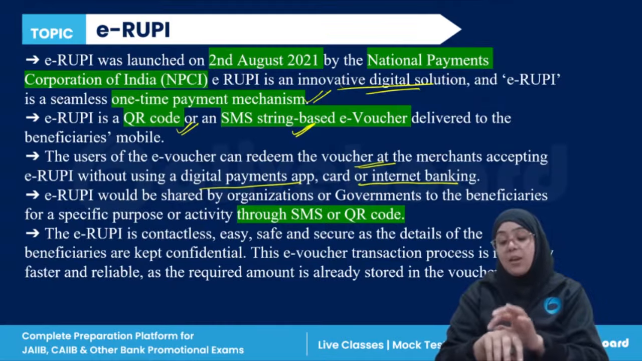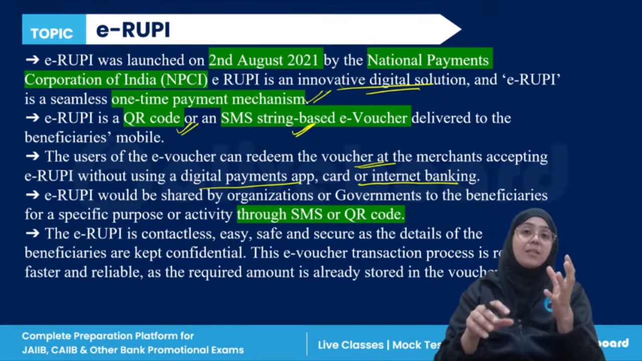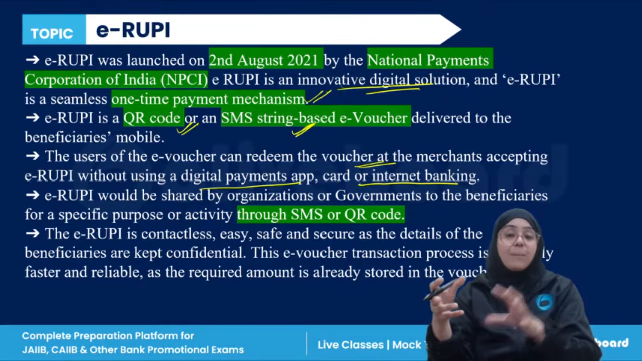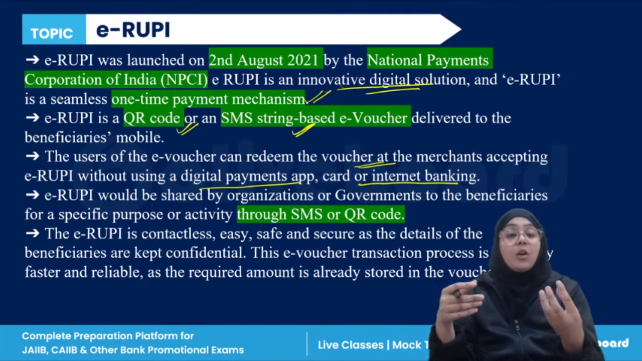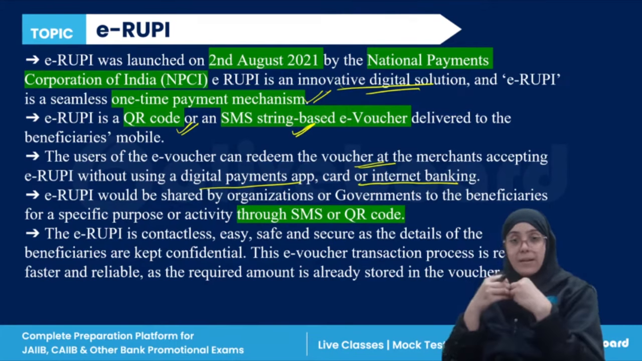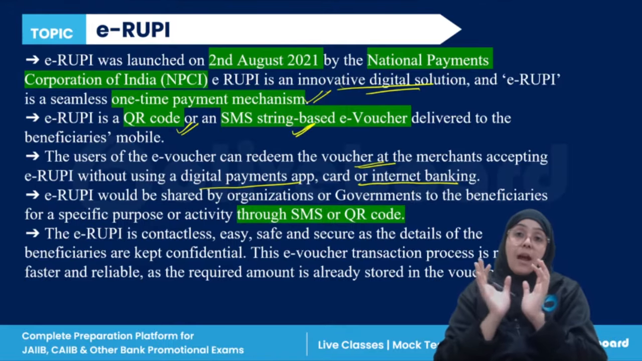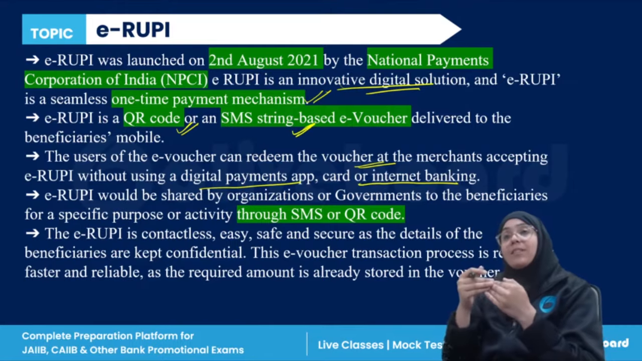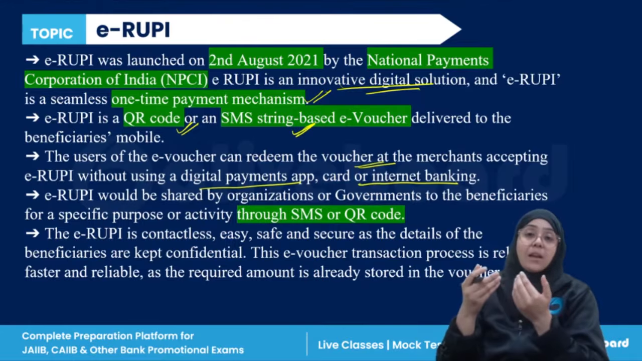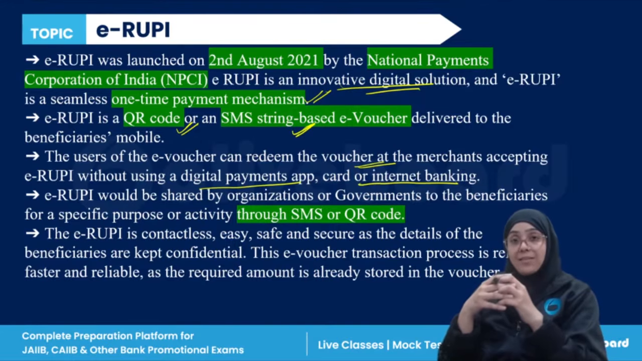For example, I am working in Oliveboard, right? Now this company wants to send some gift vouchers to the employees. For example, they have sent an e-voucher on my mobile number. I am the beneficiary. I have received that e-rupee, right? Now I can just go to any, for example, wellness center and redeem that e-voucher and obtain the services.